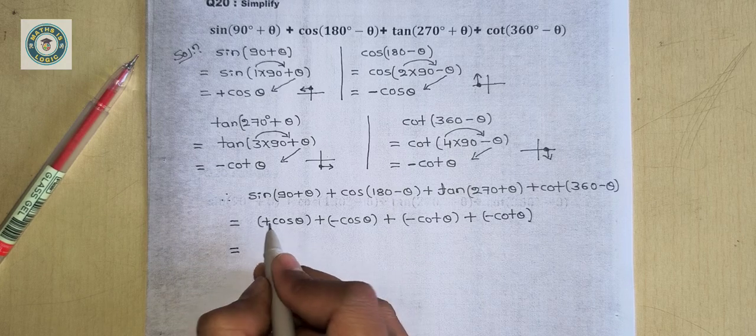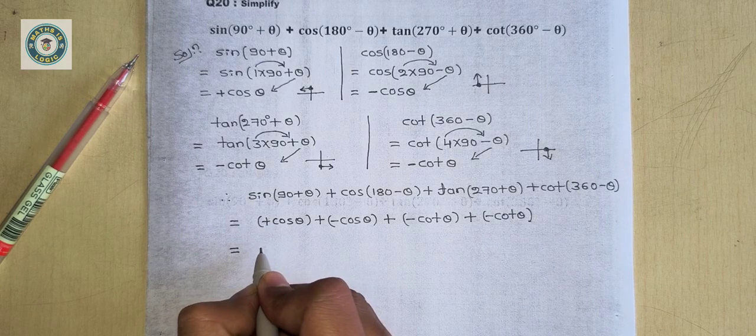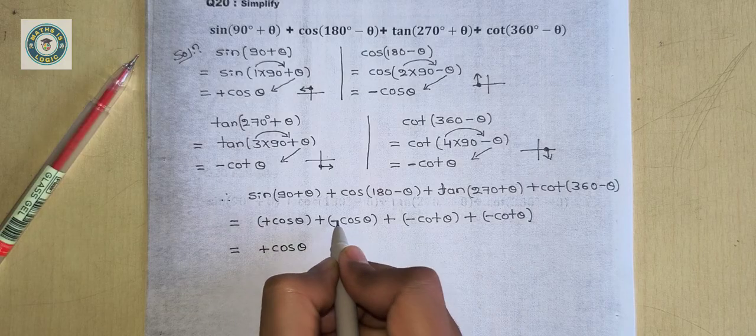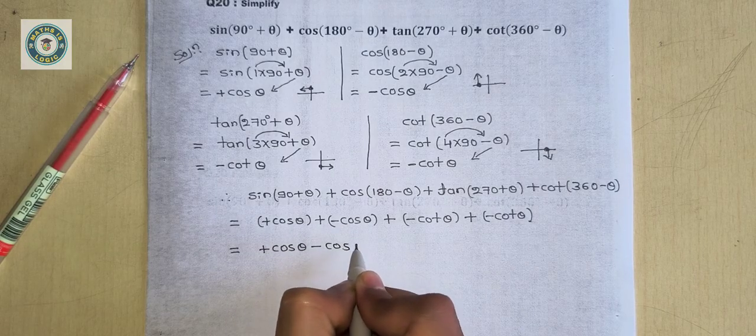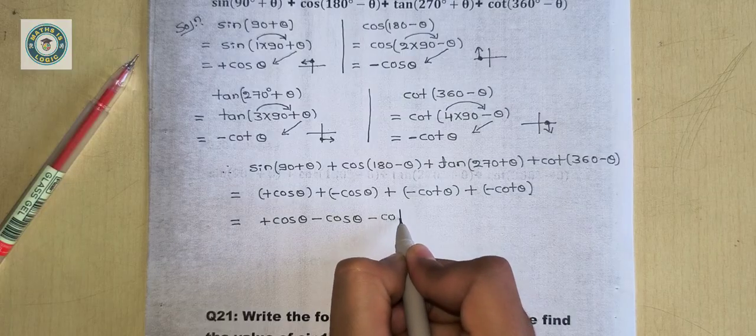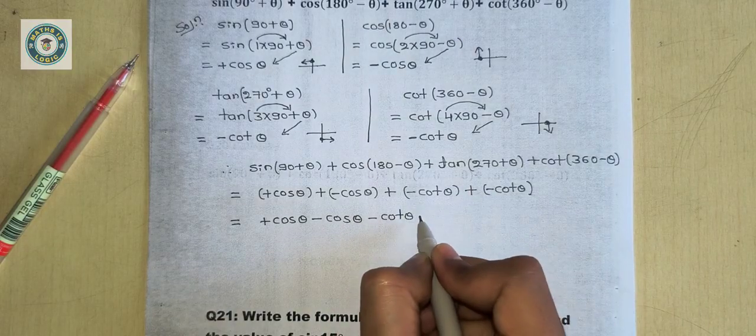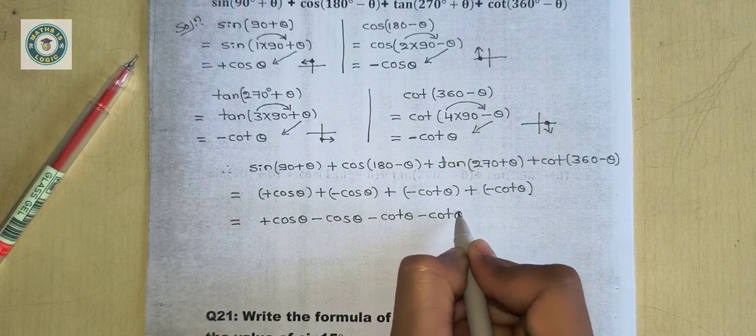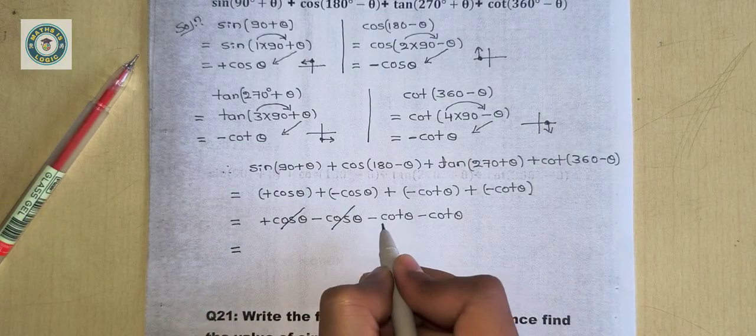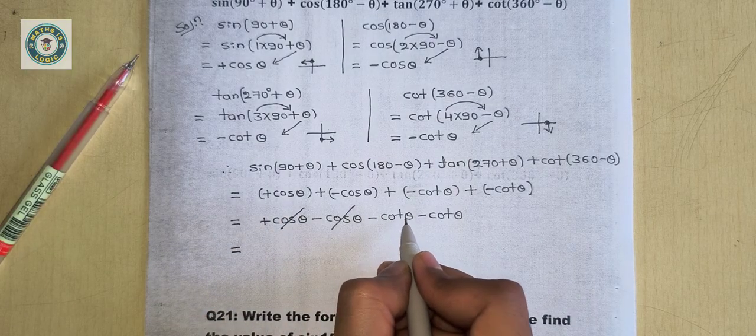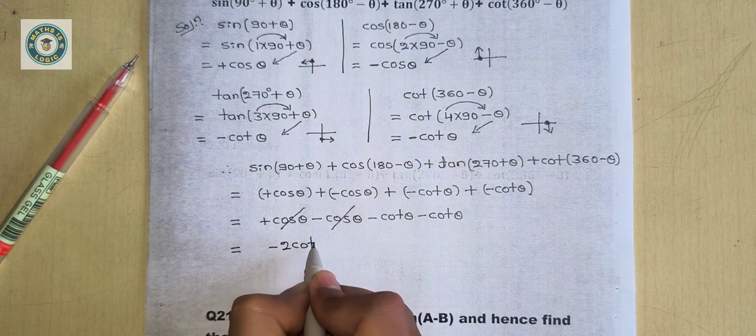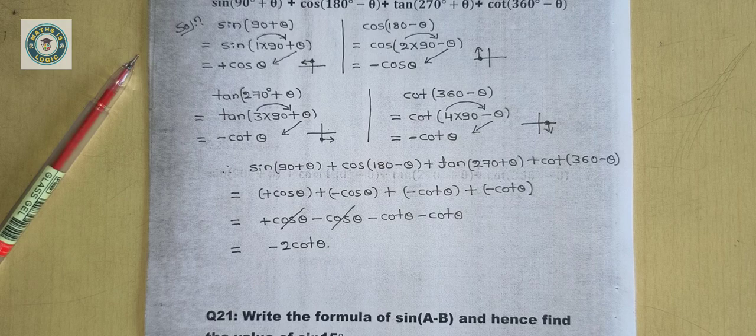Therefore which is equal to, next it is plus cos theta, plus into minus is minus cos theta. So next plus into minus is minus cot theta, plus into minus is minus cot theta. So that time plus cos theta minus cos theta get cancelled here. Minus 1 times cot theta minus 1 time cot theta means minus 2 times of what? Cot theta. So this is the final answer.